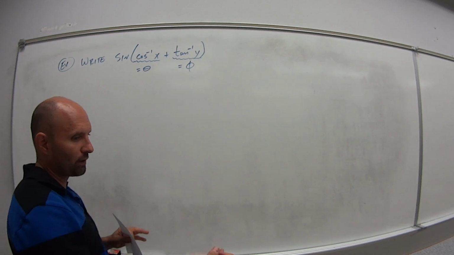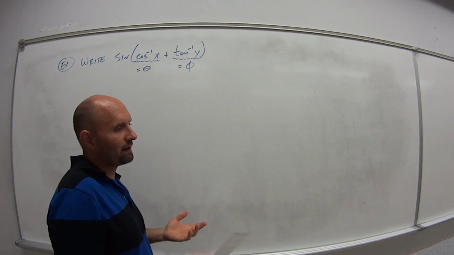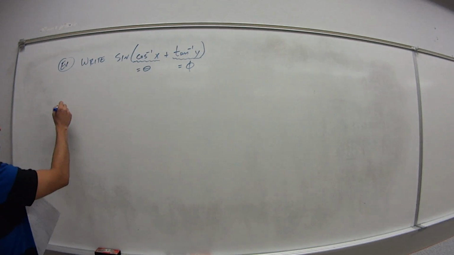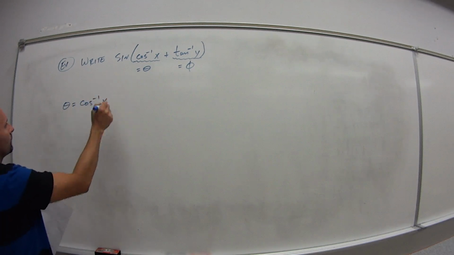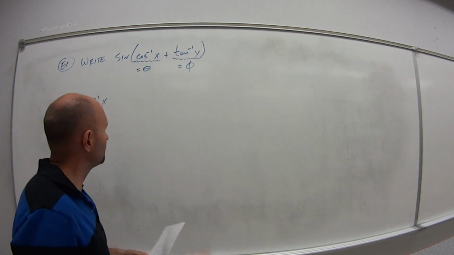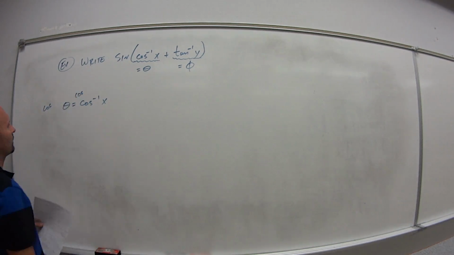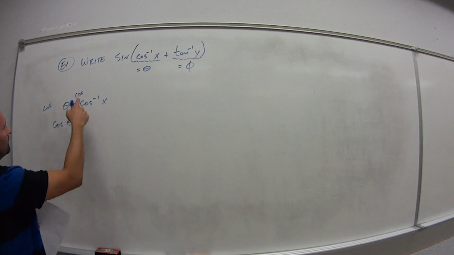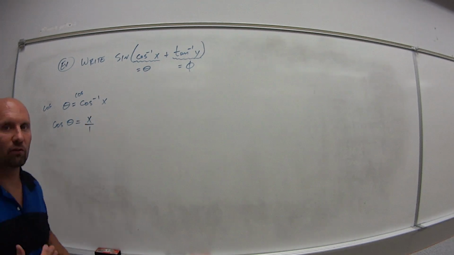I'm going to use the same process as before. I'm going to build the triangle and put the dimensions on the triangle. The only thing now is that I have to do it twice. So let's first just look at this first piece. We have theta is equal to cosine inverse of x. If I want to get rid of this cosine inverse function, what do I have to do? I have to multiply both sides by the cosine function. So I get cosine of theta is equal to, these guys essentially cancel out, and I get x. Or if I want to write this as x over 1.